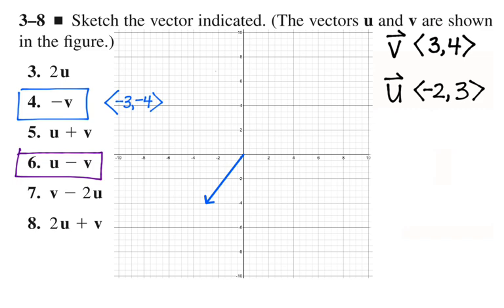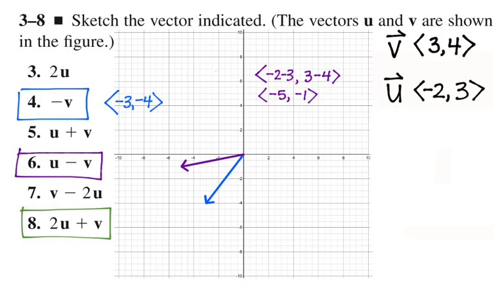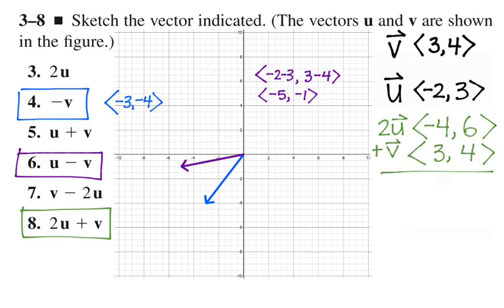We have u minus v, where we're going to take this vector here, and we're going to subtract vector v. So here I'm subtracting the components. We get a resulting vector of negative 5, negative 1, and I have graphed it in purple. To do 2u plus v, I double the u vector, and then I'm going to add the v vector. So I just add my components, my a's and my b's, and I get negative 1, 10, and graph that.